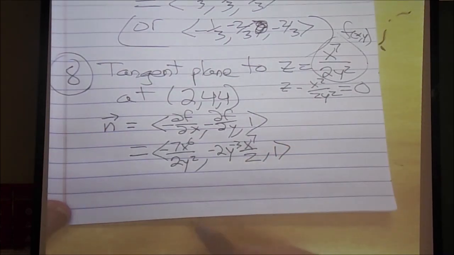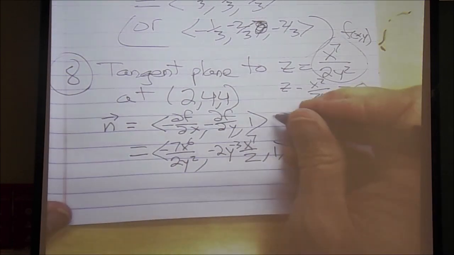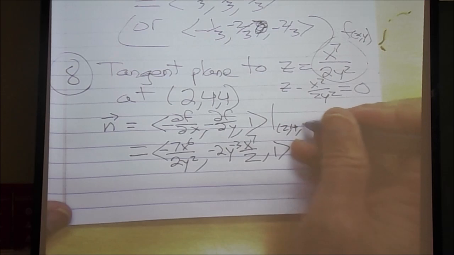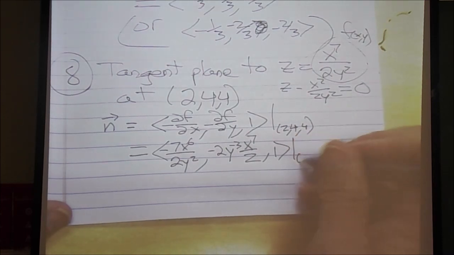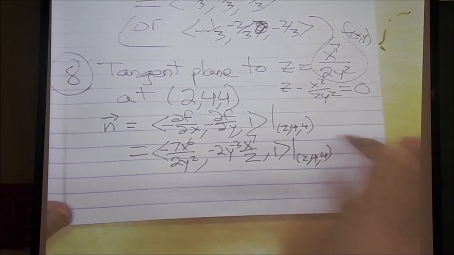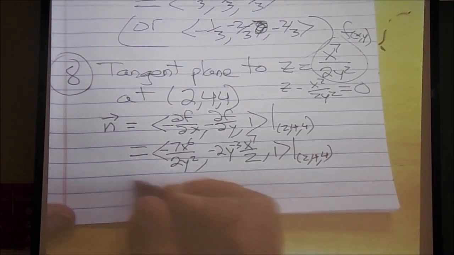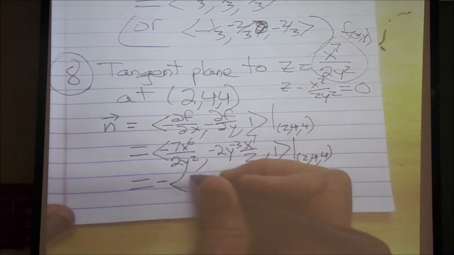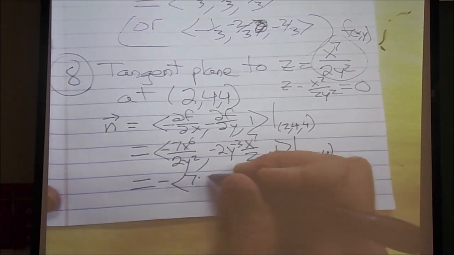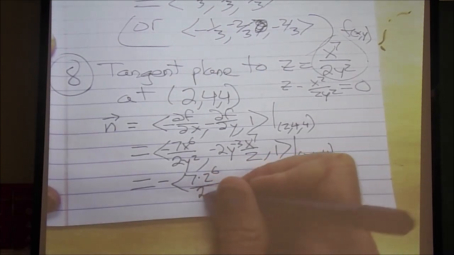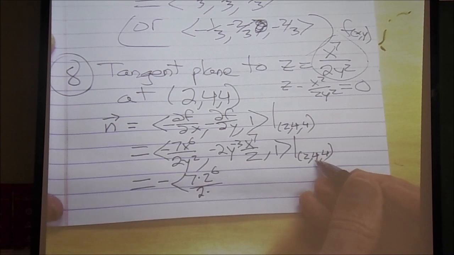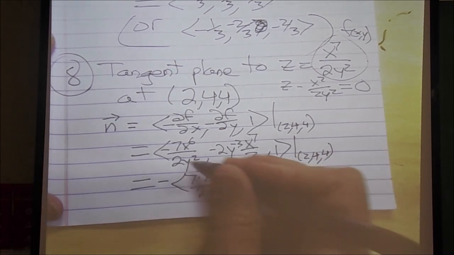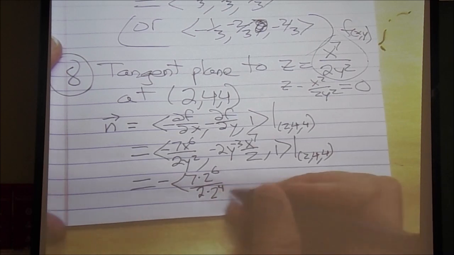And I want the unit normal at this point. Let's see, 2, 4, 4 it was. So this is at the point 2, 4, 4. So I just plug in 2 for x and 4 for y, and I'll wind up with minus 7 times 2 to the 6th over 2 times y squared. Well, y is 4, and 4 squared is 2 to the 4th, so I'll write it like that.